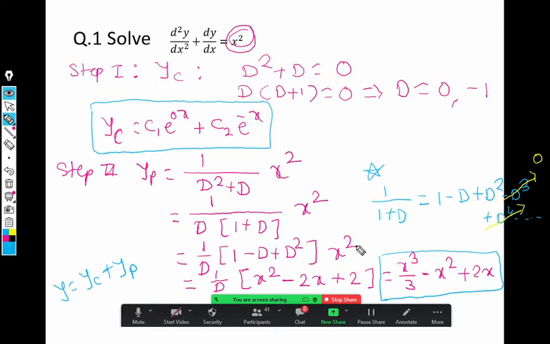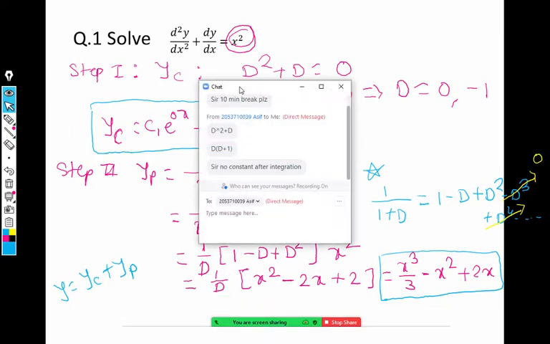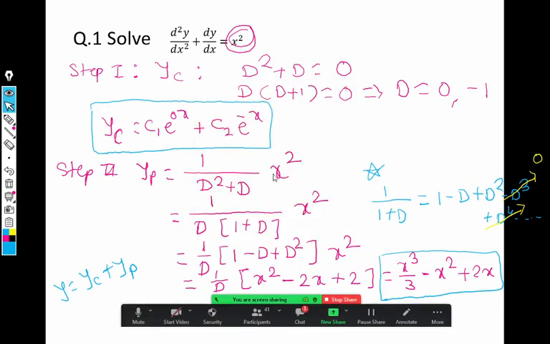So any doubt? Yes, no constant after integration, correct? Because all arbitrary constants of these solutions appear in the CF only. So Yp is always free from arbitrary constants. So don't write plus C, the constant of integration. Don't write it.